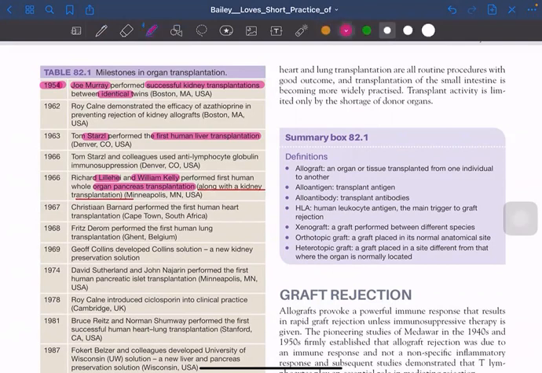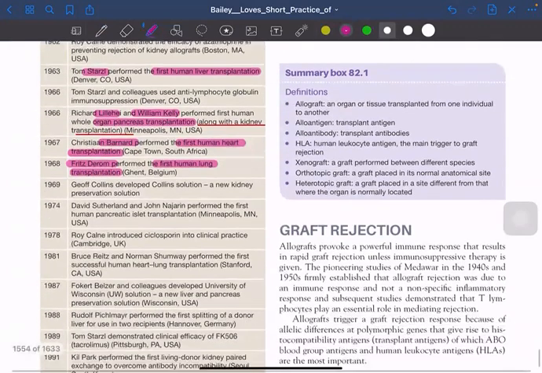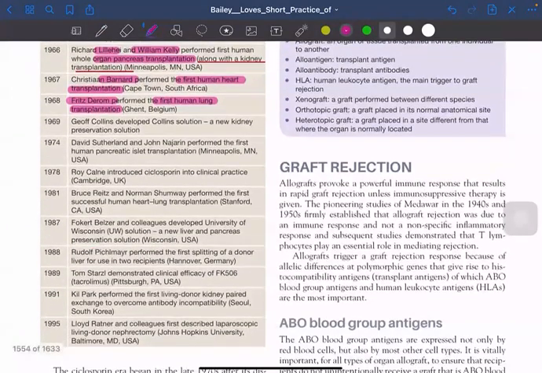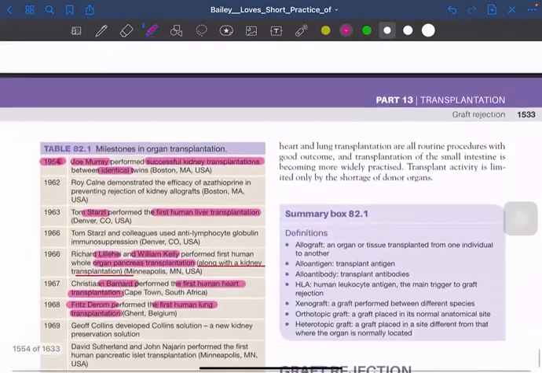Then Dr. Barnard, very important, who conducted the first human heart transplantation. Fritz Derom performed the first human lung transplantation. Dr. Pichlmayr, who performed the first splitting of donor liver for use of the same liver in two recipients. Pichlmayr, splitting of donor liver. Nothing much in the remaining table.